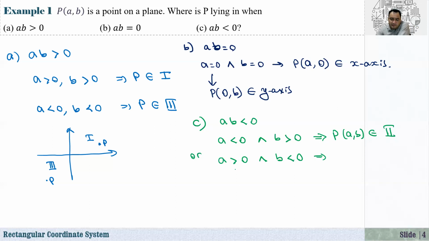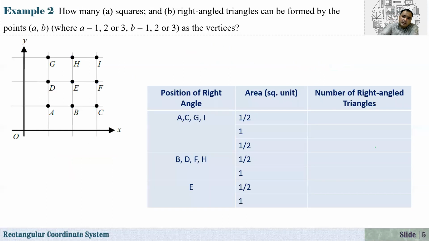And how about here? A is positive, that means that the point is lying on the right-hand side of the y-axis, and B is negative, that means that the point is lying below the x-axis, so the point P will be in quadrant 4. That's a very simple investigation about the position of a point where the product of the coordinates is given. Anyway, let's move to another question.